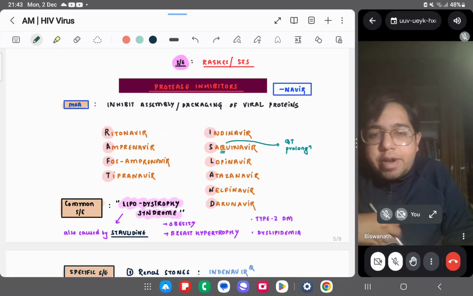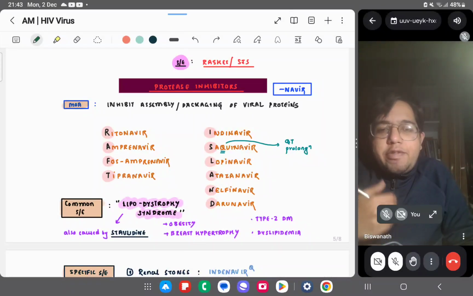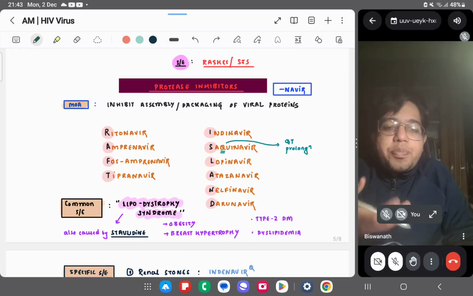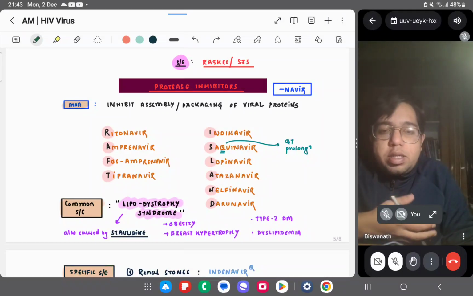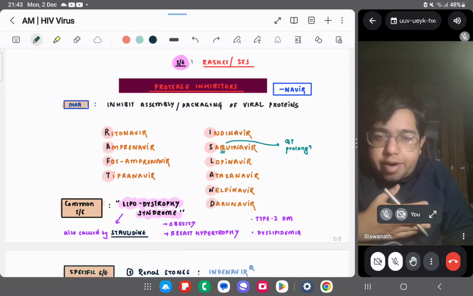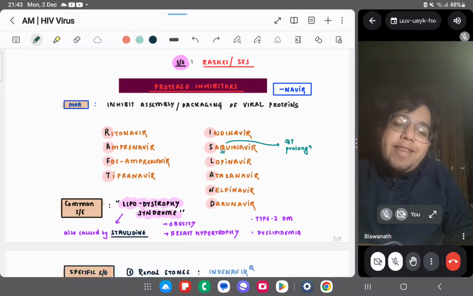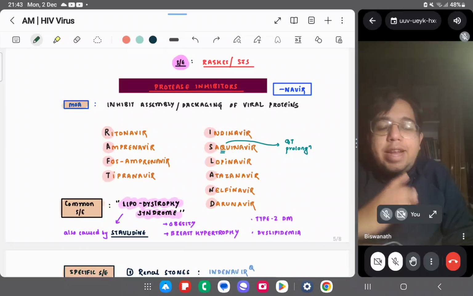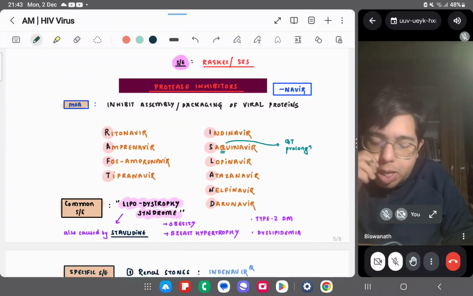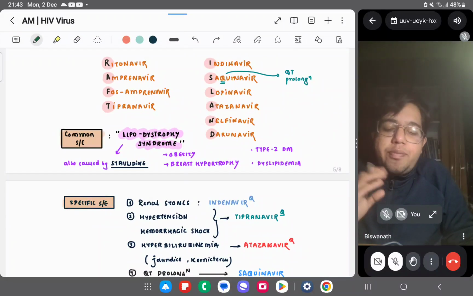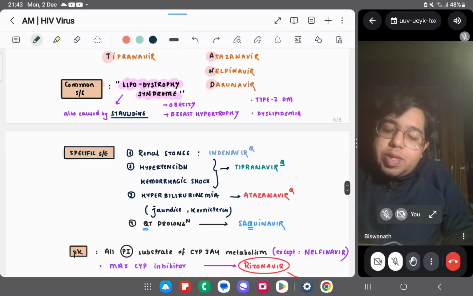Ritonavir, amprenavir. Then we have fosamprenavir, which means amprenavir is phosphorylated and made more oral. Then tipranavir, indinavir, saquinavir, lopinavir, which you must have heard, atazanavir, nelfinavir, darunavir. Common side effect is lipodystrophy syndrome.